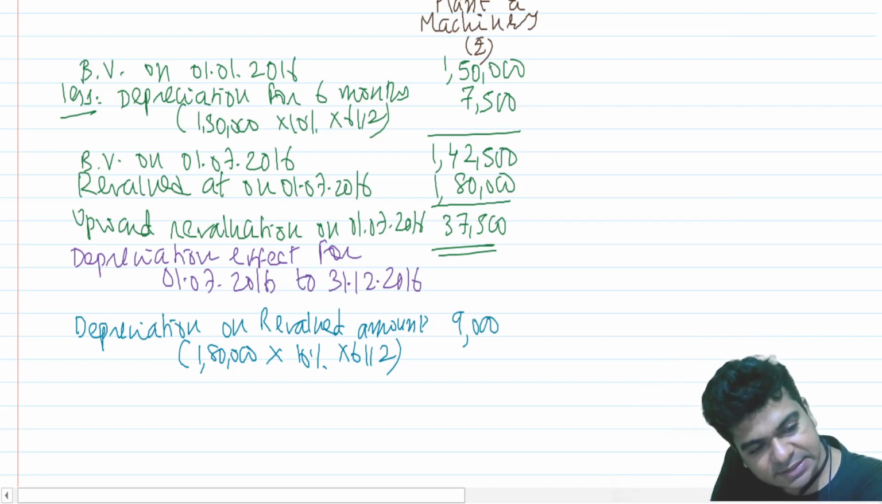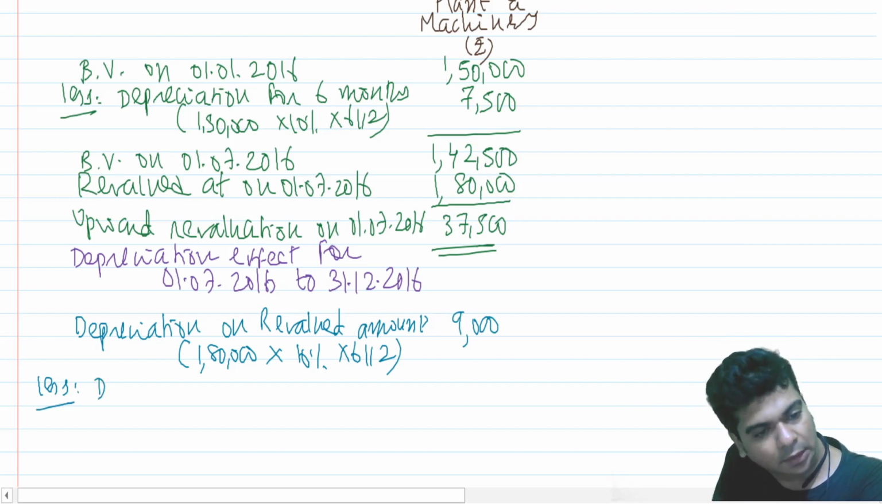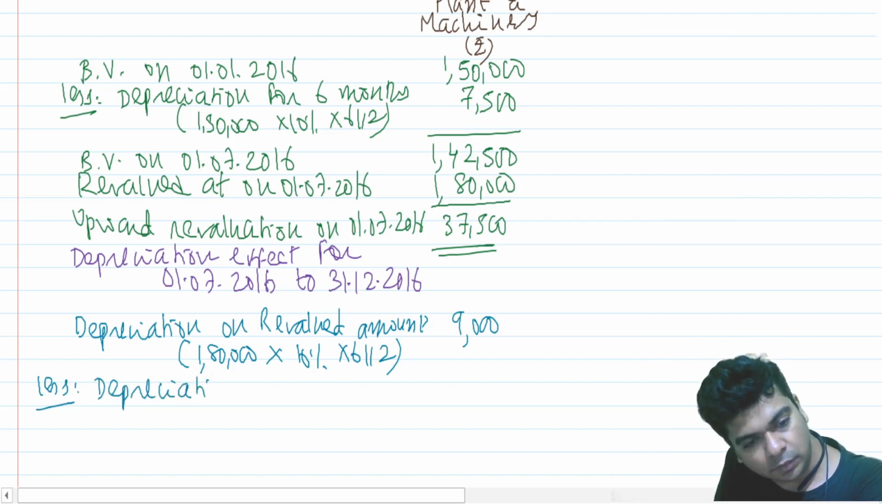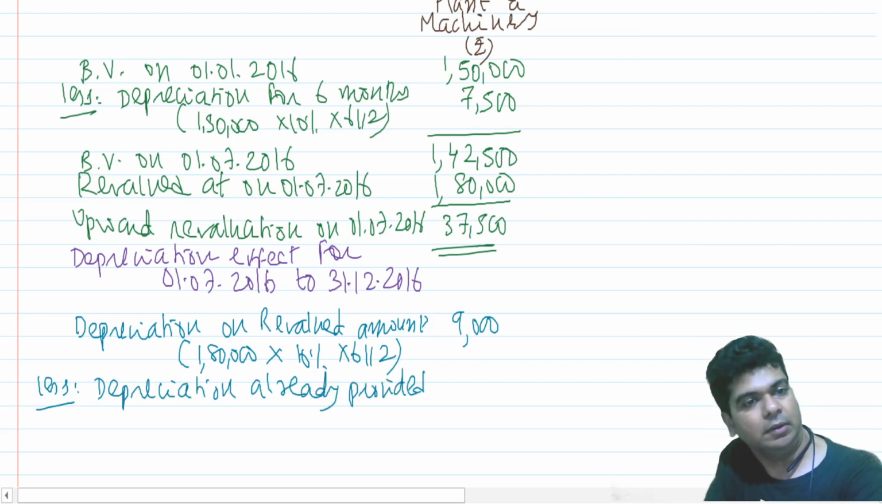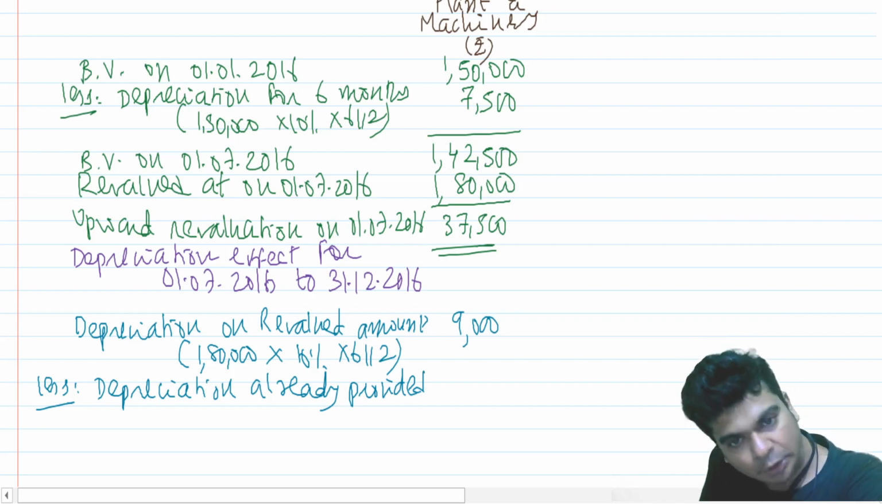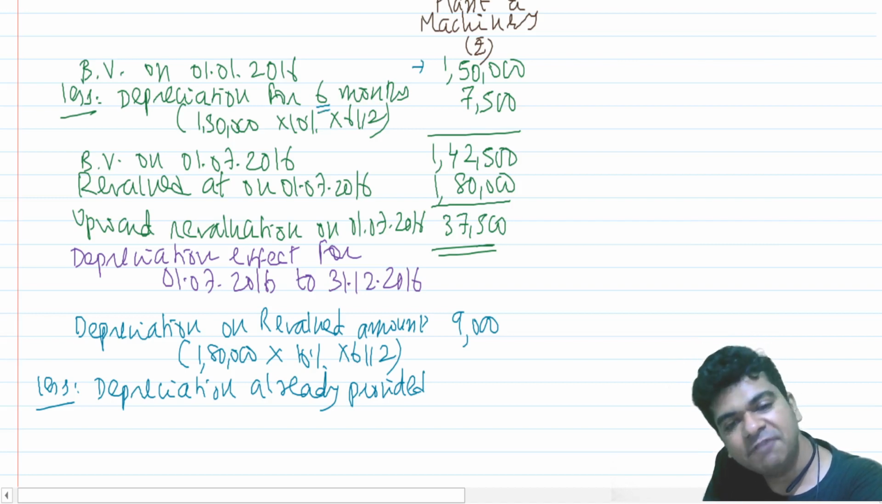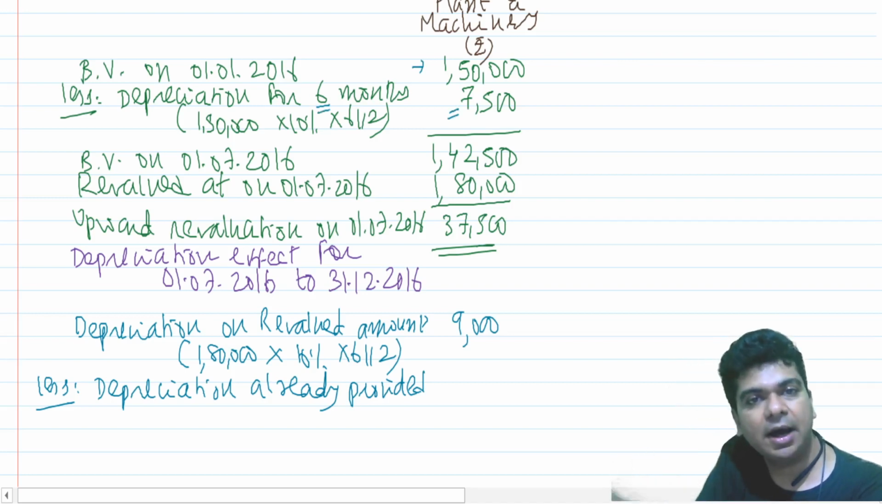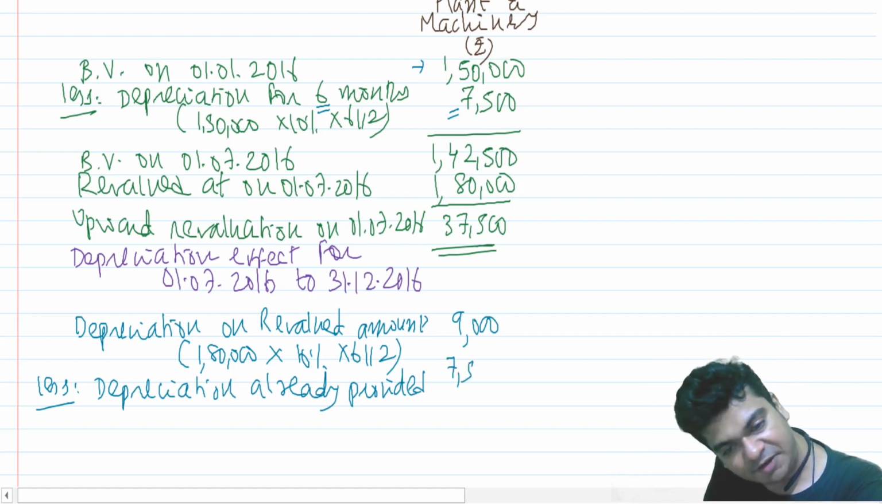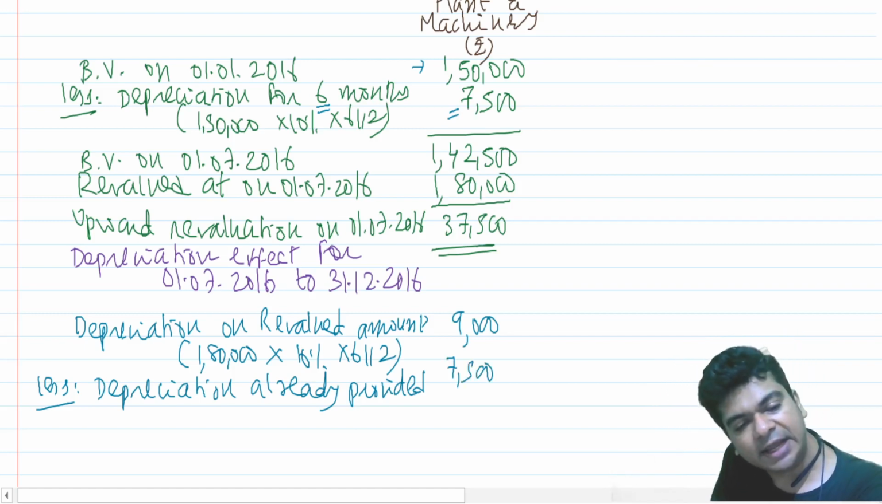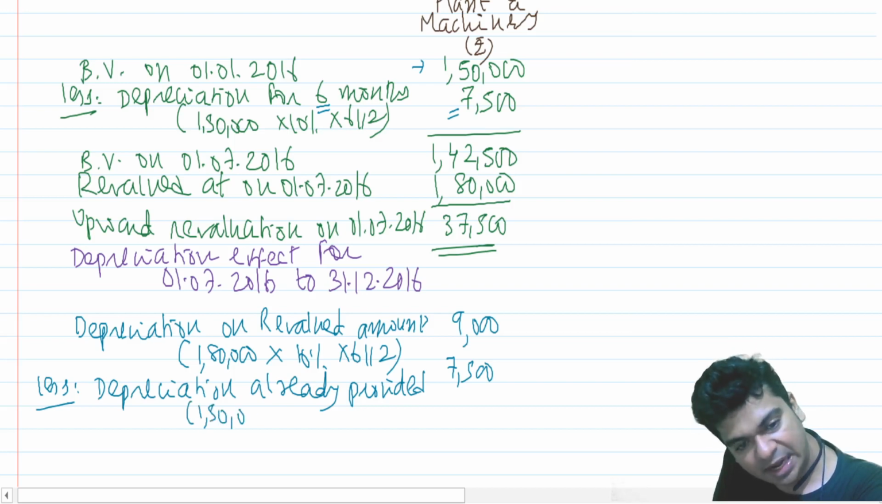And then we say less depreciation already provided. See, your book value is 1,50,000 and the depreciation for the first 6 months is turning out to be 7,500. That is, for the next 6 months also, the depreciation will be 7,500. Or you can show the calculation again. It is 1,50,000 into 10% into 6 by 12.